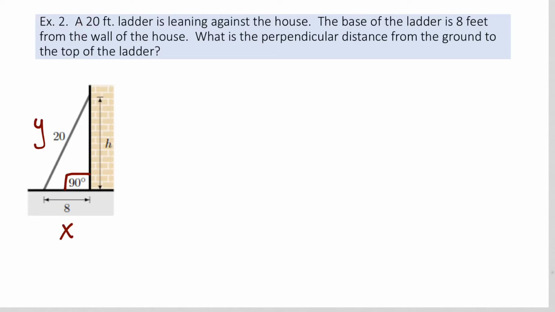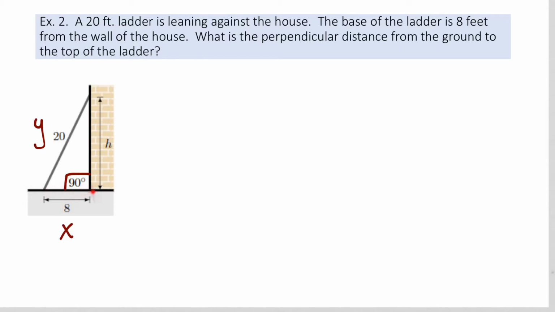So this is your classic ladder problem. A 20-foot ladder is leaning against the house. So here's the wall of the house. The base of the ladder is 8 feet from the wall of the house, so that's your horizontal distance. What is the perpendicular distance from the ground to the top of the ladder? So h is perpendicular to 8, so this is your right angle right here.